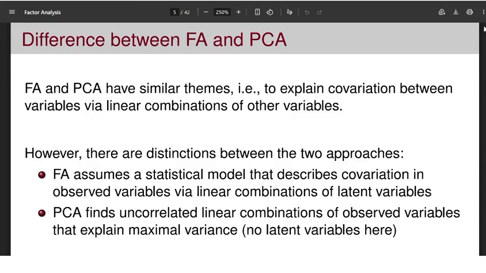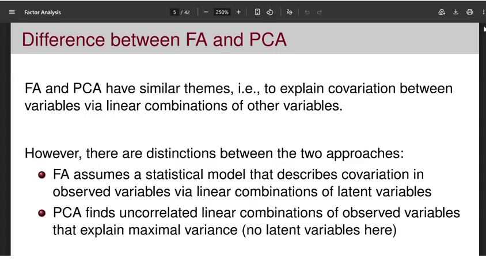Now, if you remember, in principal component analysis, we're looking for the principal component that will explain the maximum variation in the data. Also, in factor analysis, we want to do the same. We want to identify a factor that explains the maximum variation in the data.